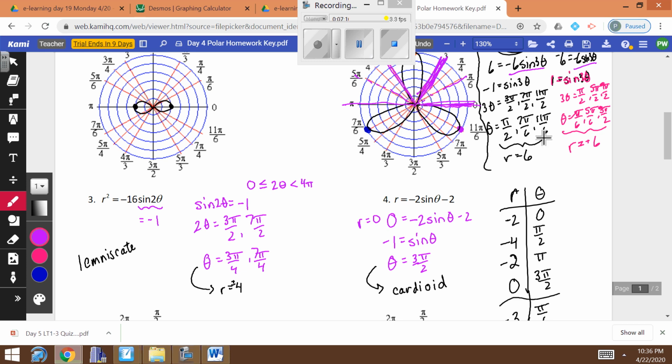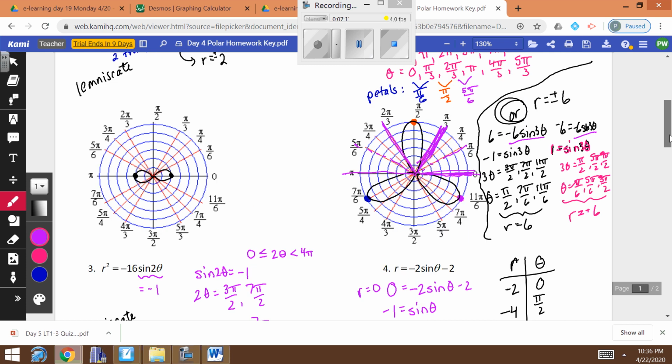And what this tells us then, at pi over 2, 7 pi over 6, and 11 pi over 6, is that our value, the distance from the pole, is positive 6. So notice at pi over 2, it's that end of the petal. At 7 pi over 6, it's the end of the petal. And at 11 pi over 6, it's that positive end of the petal. All of these numbers are going to be where it equals negative 6 right there.